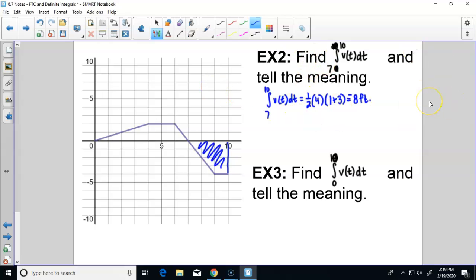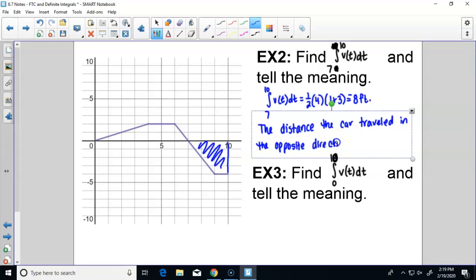So here what we have, this tells us the distance the car traveled in the opposite direction from t equals 7 to t equals 10 seconds. Okay. So, those two are pretty straightforward.